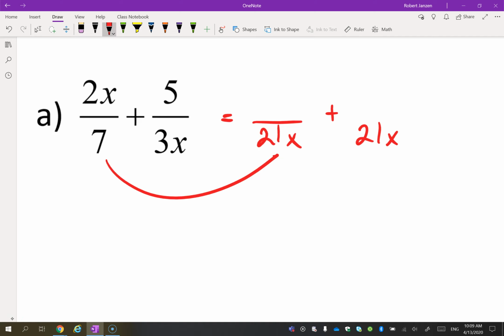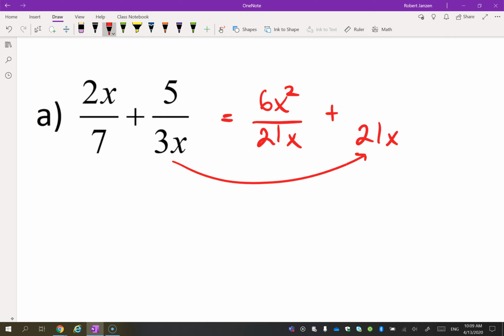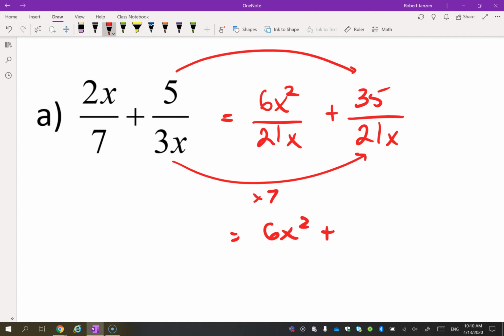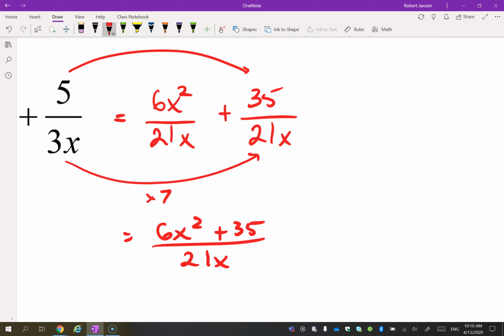What did we do to the 7 to get to 21x? We multiplied by 3x. So it's going to be 2x times 3x, which is 6x squared. Okay, then let's do the same thing with the other fraction. What did we do to 3x to get to 21x? Multiplied by 7, so we need to multiply the top by 7, and you get 35. So if we add that, we're going to get 6x squared plus 35 all over 21x.